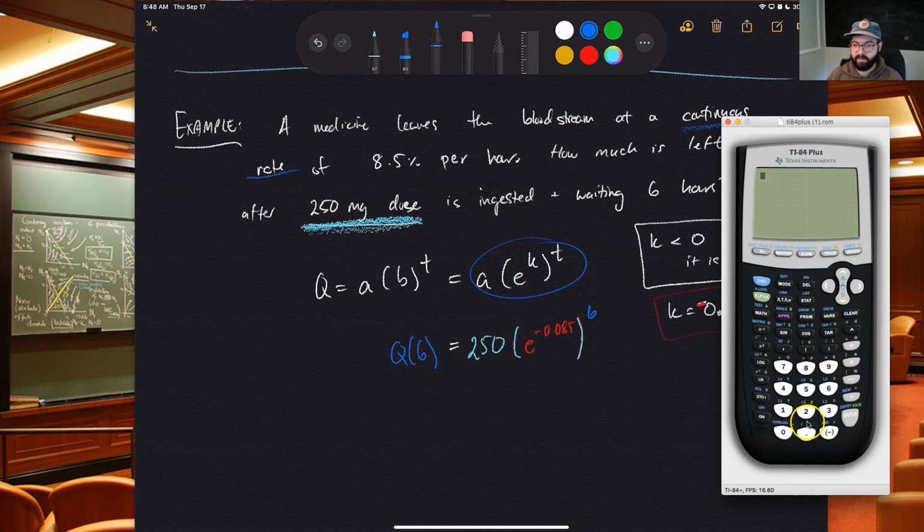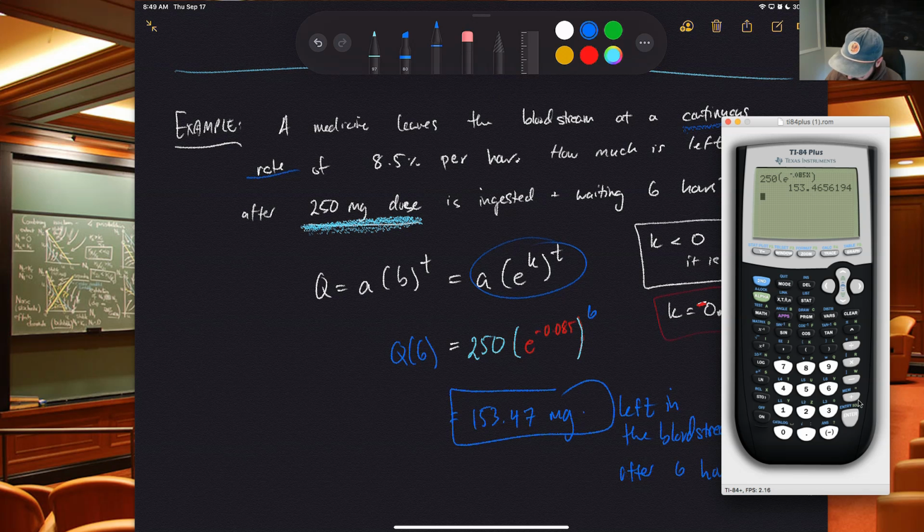Okay, there we go. 250 times e to the negative 0.085. We can put the x up here, that's fine. We get 153.47 milligrams left in the bloodstream after 6 hours.